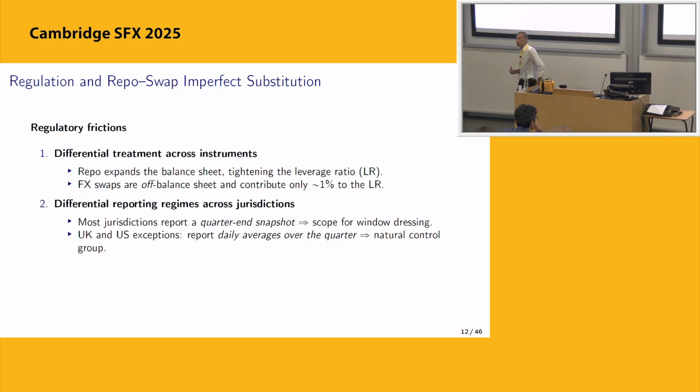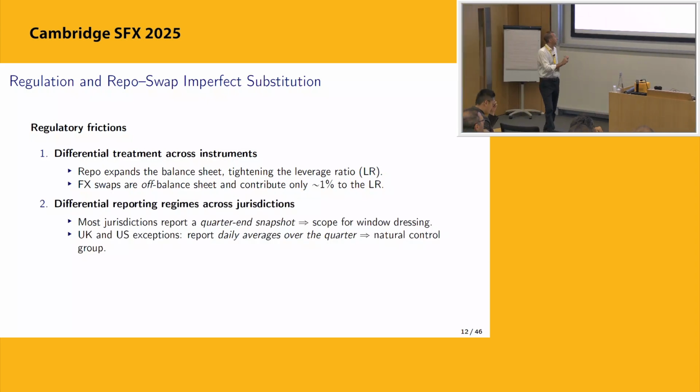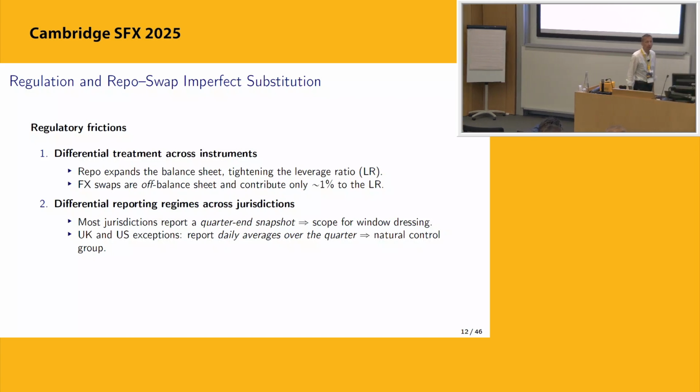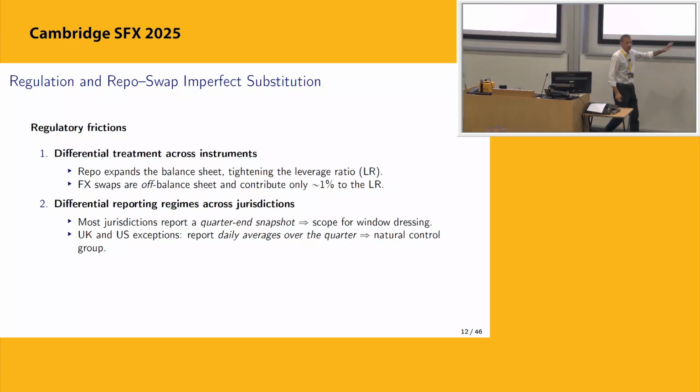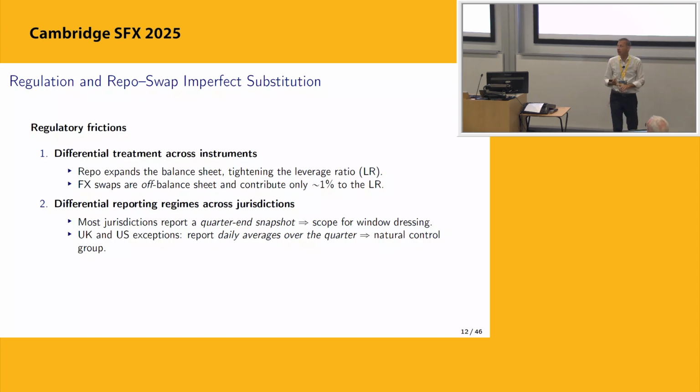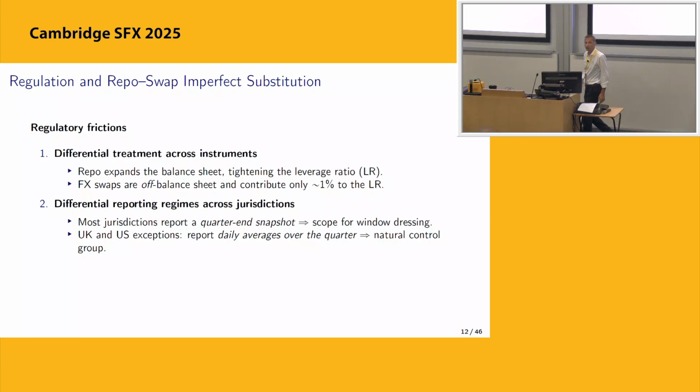The second friction is the time. So the differential reporting regime across jurisdictions, right? Most jurisdictions report at quarter end as a snapshot. So it's the very last moment of the quarter, you need to report the balance sheet items to your regulatory authorities. Instead, other countries, including UK and US, you report the daily average over the quarter, right? So then there is no scope to window dress for them.